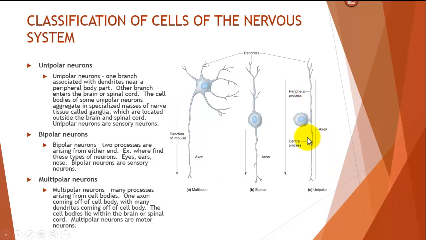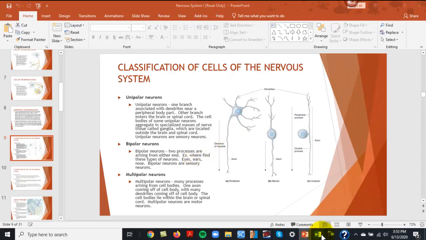And you can see the axon on these, right? So this one is sitting, the cell body is sitting in the brain or the spinal cord, and the axons go out to effectors. And they make up the nerves that go out to organs, muscles, or glands. So that's a multipolar neuron.